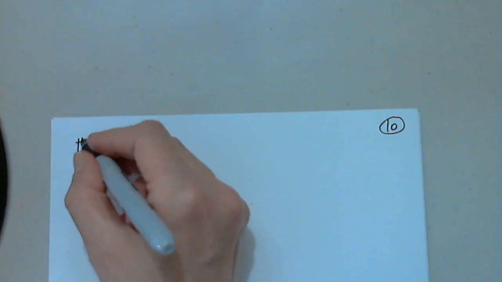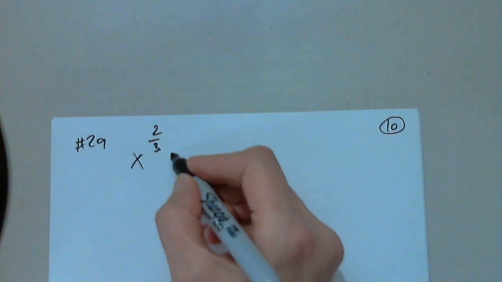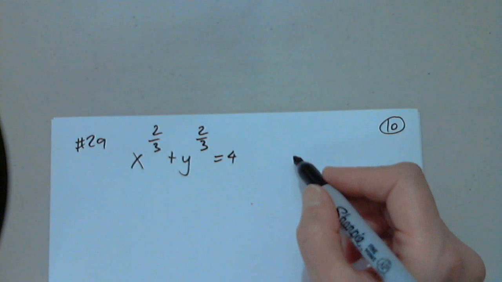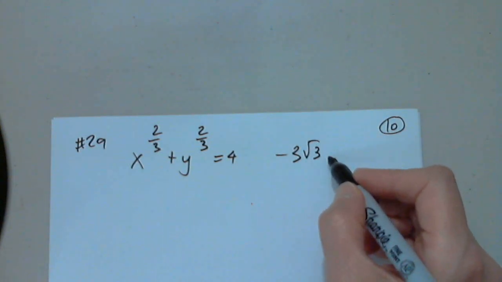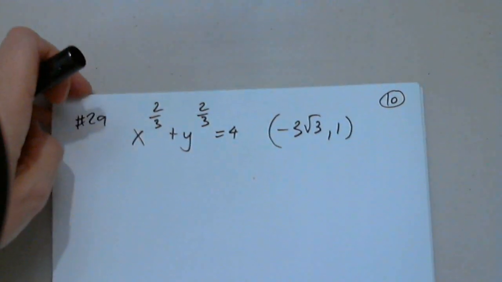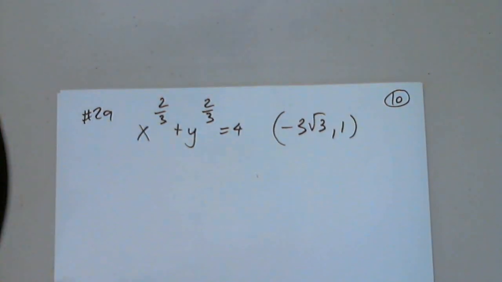And on page 10, we chose 29, and let me copy it. X to 2/3 plus y to 2/3 equals 4, and they are giving us the point -3 the square root of 3, comma 1. Perfect. Awesome. Let me see the time. It's 15 minutes. Yes, I think we have time. I mean, I'm looking at my videos.